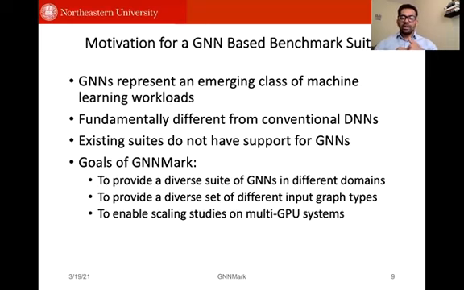So the goal of GNNMark is to be complementary to these suites and provide a diverse suite of GNNs in different domains. And these GNNs will ideally operate on different types of input graphs. We'll take a look at what are the different input graphs that are currently included, and also enable scaling studies on multi-GPU systems. Right now, the goal of GNNMark is to focus on GPU training, but we are also planning to extend it for inference studies as well.